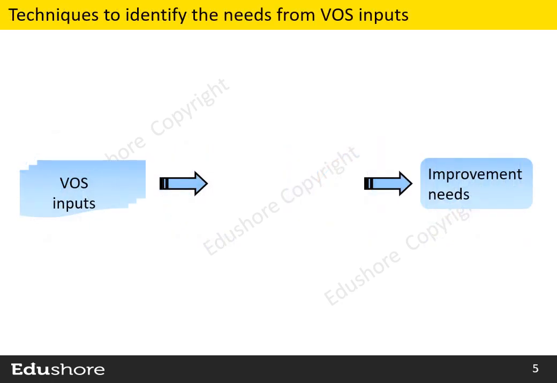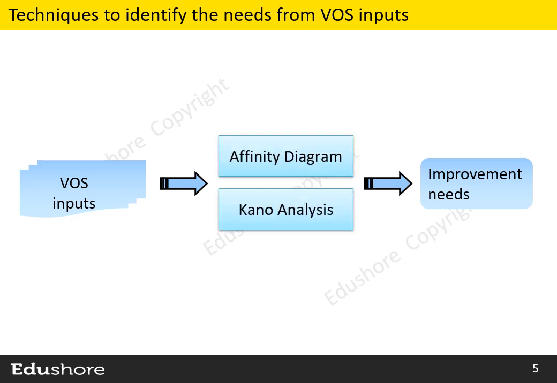After we collected various inputs from stakeholders, we need to analyze the inputs and translate the inputs into improvement needs. There are two tools, the Affinity diagram and Kano analysis, that help us do this translation of inputs into improvement needs. Let's understand the details of each tool now.